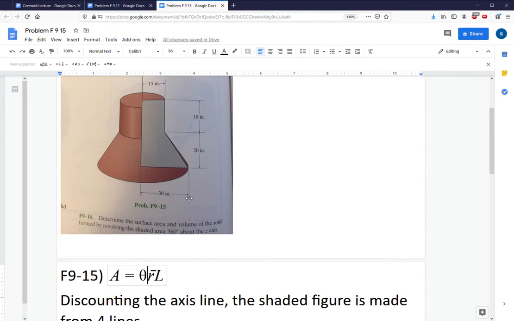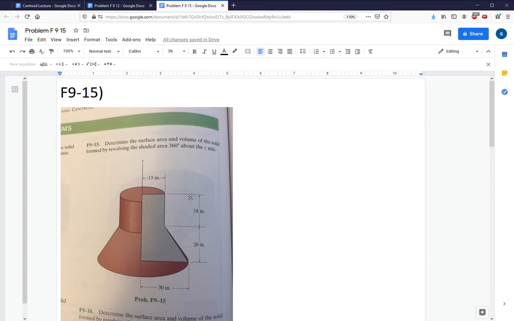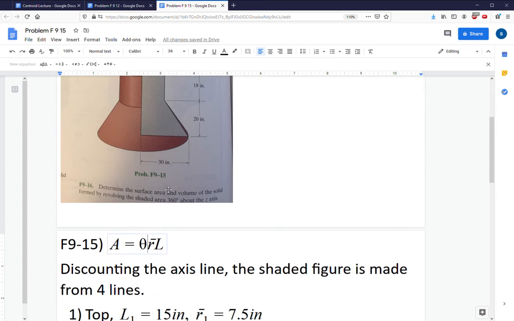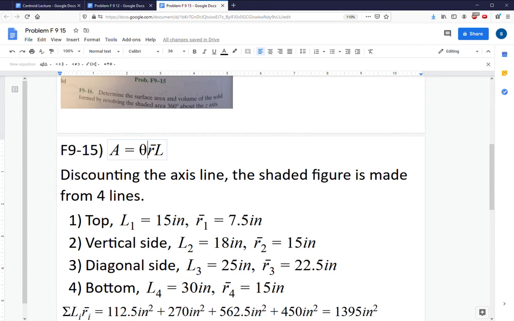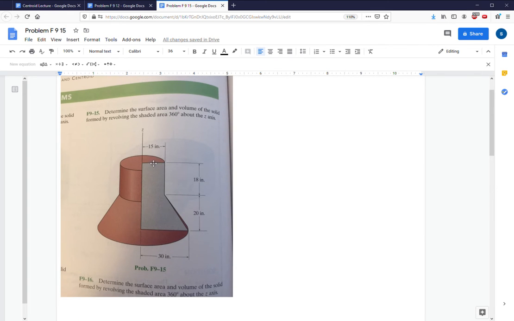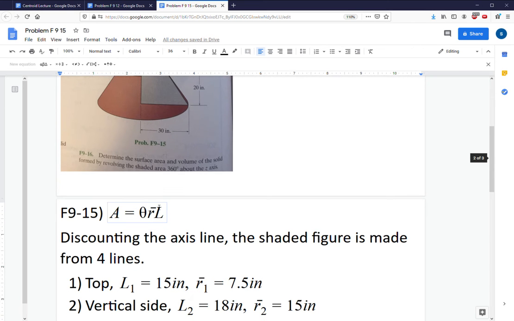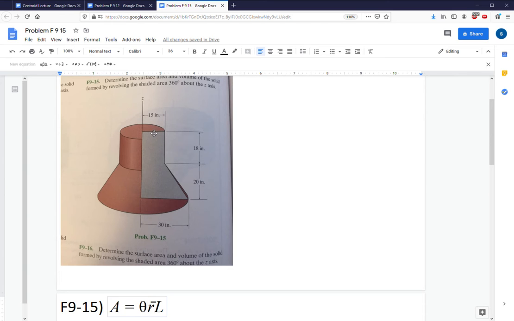Now I've been using the qualifier "that make up the surface" because this line right here, the line that's along the z-axis, is not counted in either of those. So to find length, we find the lengths of each of these four line segments and add them together. And to find r bar, the centroid of those, we find the r times L and add them together. So for the four pieces, first, this top piece.